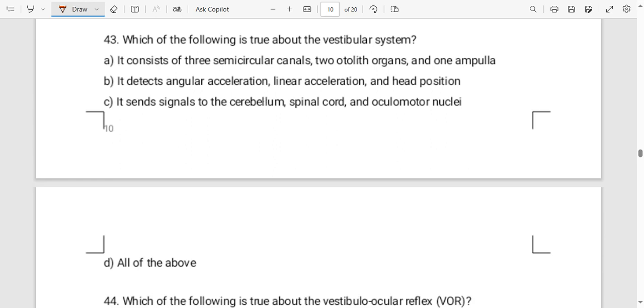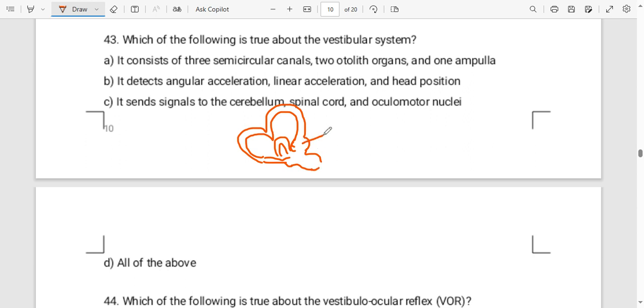43. Which of the following is true about the vestibular system? Now, let's just look at this so that we can answer our questions real quick. We have got these structures. We have got three semicircular canals, and at the end of the semicircular canals, there is a dilatation which we call the ampulla. And inside the ampulla, you have got what we call the crista ampullaris.